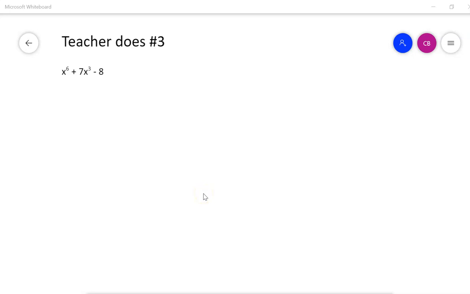All right, in this example, you'll notice that instead of a 4 and a 2, we have a 6 and a 3. So when I look at this, I'm still going to factor using the ACB tree. My A is 1, B is 7, C is -8. So I'm going to figure out my A times my C, which is 1 times -8, which gives me -8.